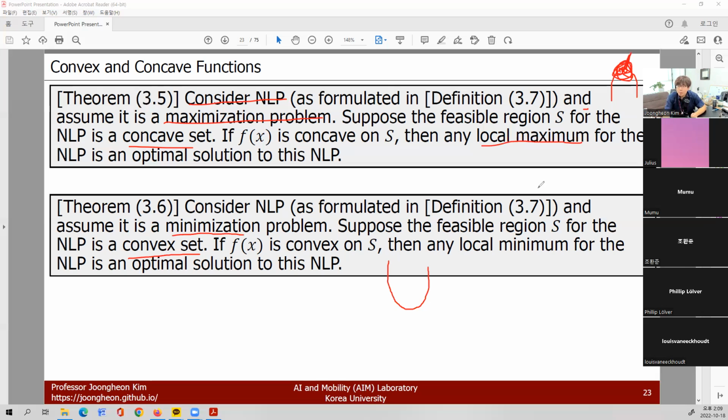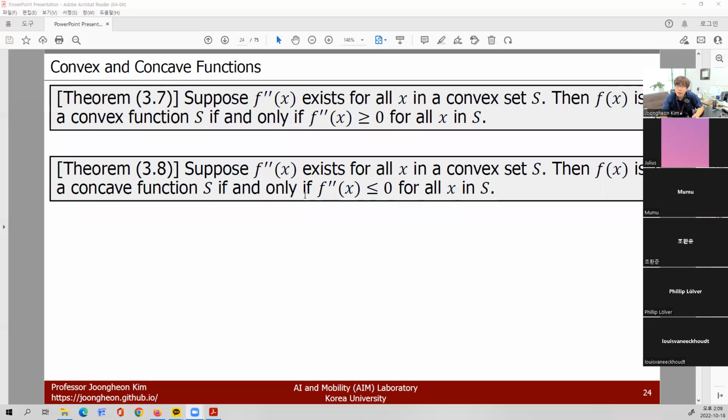In a similar way, when you find the minimum value in a convex function, there is no way to have another solution which is lower than this one. That's why this is the local minimum. However, this is also the global optimal, global minimum value. That's why any local minimum value here is the optimal solution to this minimization problem, okay? This is very trivial, okay?